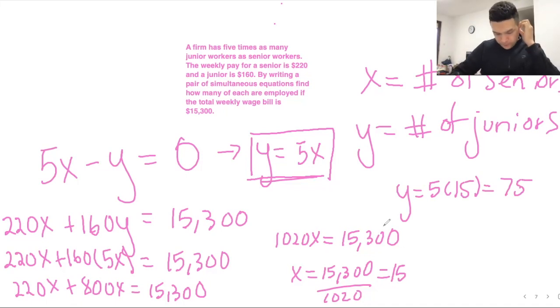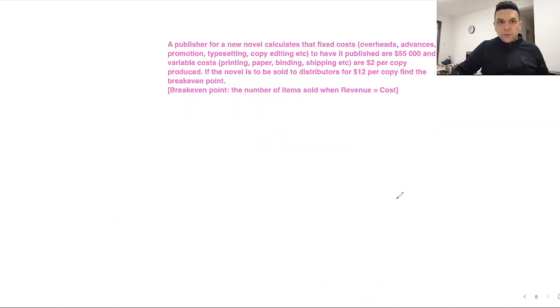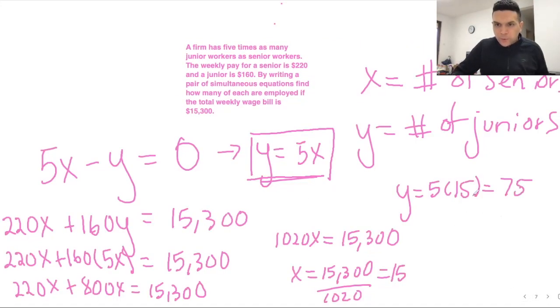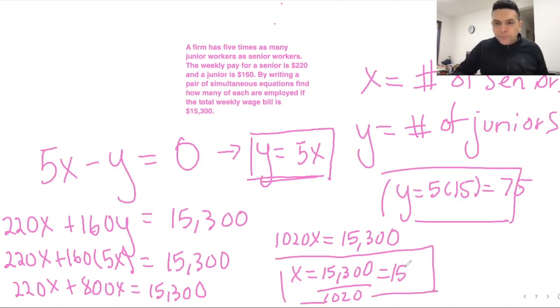All right. Okay, let's move on. So let me just go back. Just to clarify, juniors 75, seniors 15, okay?